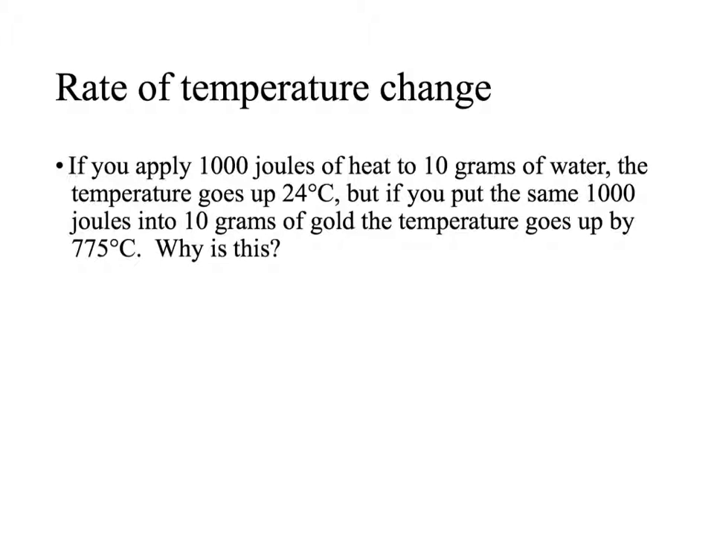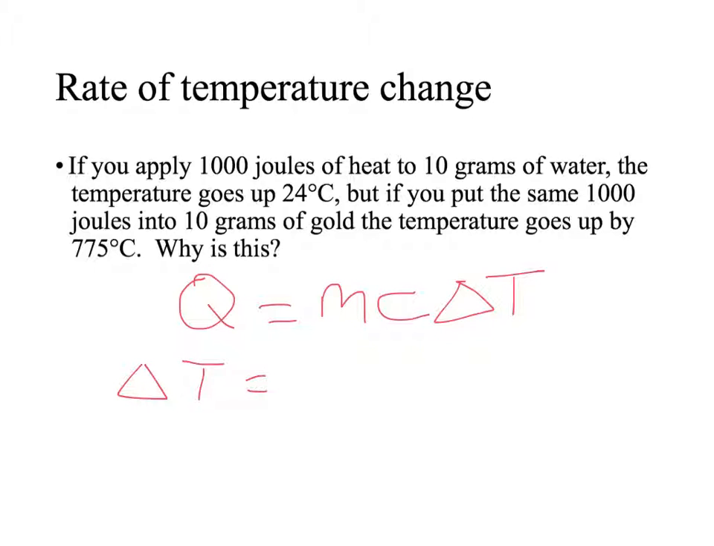If you apply 1,000 joules of heat to 10 grams of water, the temperature goes up 24 degrees. But if you put the same 1,000 joules into 10 grams of gold, the temperature goes up by 775 degrees. Why is this? Well, that answer comes to this equation. We can change the equation around to say that delta T is equal to Q over MC.